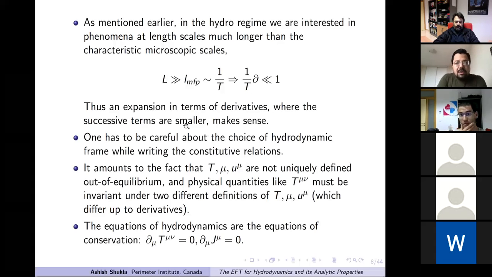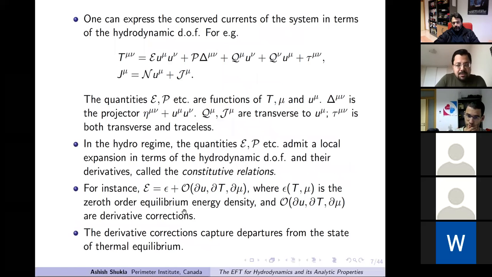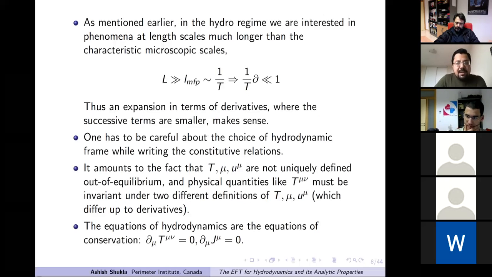Now, one has to be careful about the choice of hydrodynamic frame while writing the constitutive relations, which I showed earlier. For example, when I'm expanding E as a function of epsilon plus derivative corrections, I have to make a frame choice. This is because quantities such as the temperature, chemical potential, or the fluid velocity are not uniquely defined out of equilibrium. These are by definition quantities which have a physical meaning in equilibrium, and out of equilibrium there's a freedom in redefining your temperature, chemical potential, etc. And one can use this freedom to choose a definition which can bring your constitutive relations to a relatively simpler form. I'll show an example soon.